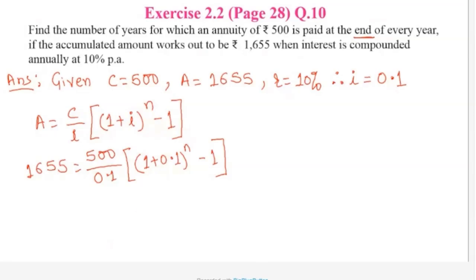Let us remove this decimal point from here. 0.1 का decimal point निकाल लेता हूं मैं. तो क्या हो जाएगा? 1655 is equal to, 1 digit after the decimal point, so 1 0 will increase. It will become 5000 upon 1, in round bracket, 1 plus 1.1 bracket raised to n minus 1. Correct, dear student?